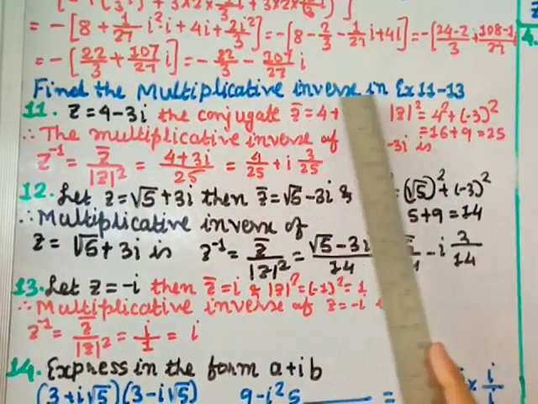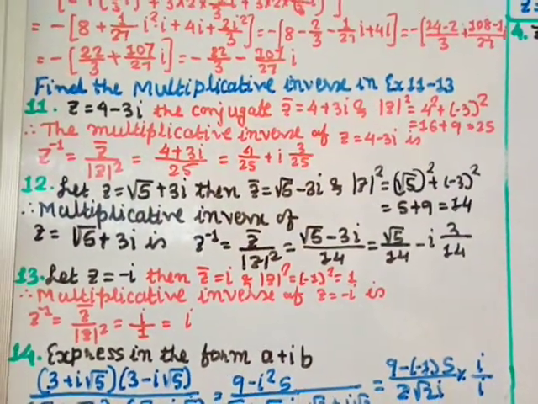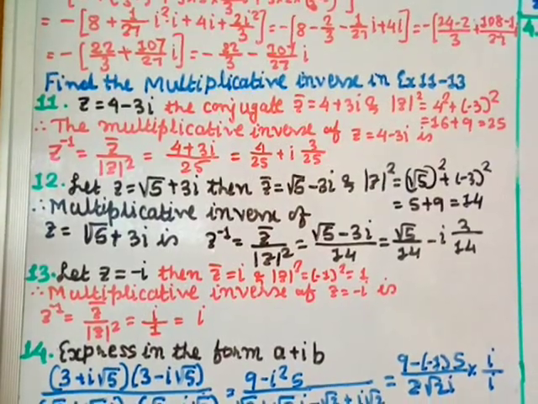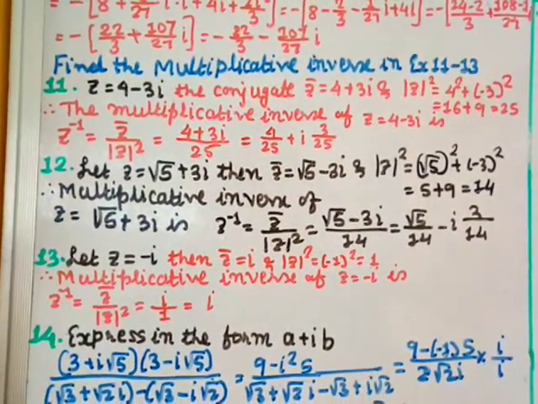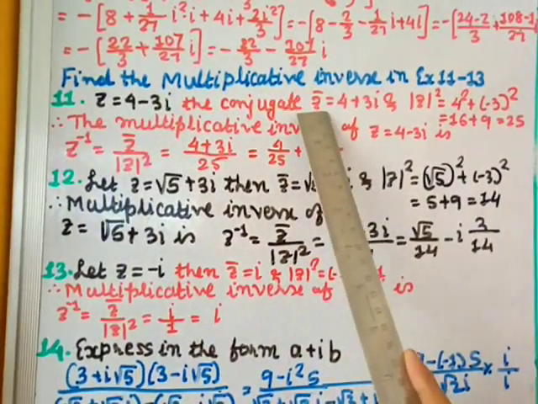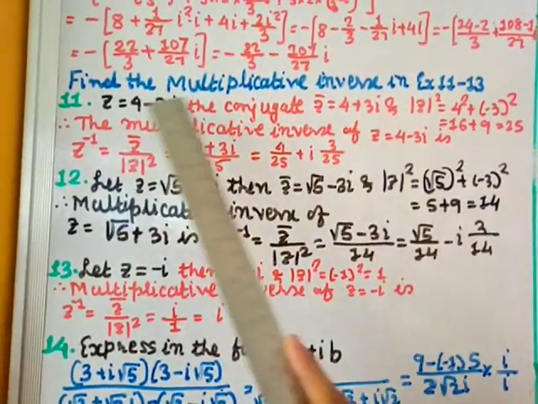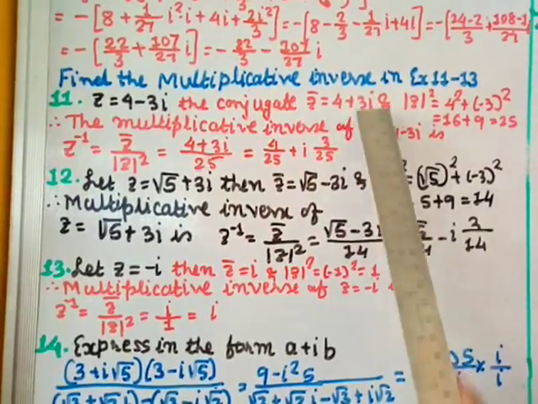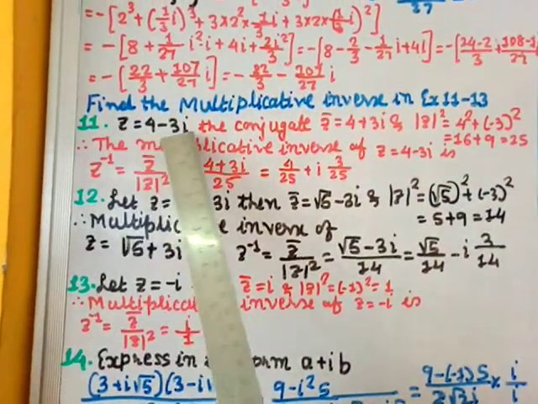Find the multiplicative inverse in exercise 11 and 11 to 13. Question number 11. Z equal to 4 minus 3I. The conjugate of this is given as z bar equal to 4, here minus, so it is plus 3I. Okay, that is the conjugate of the given complex number.